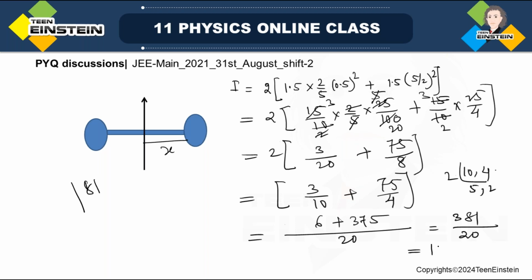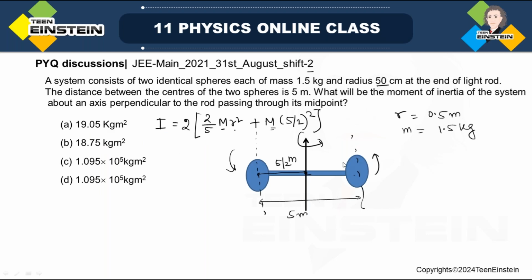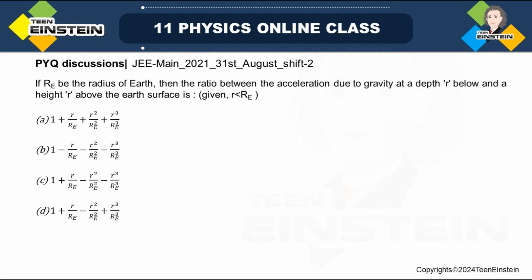Yes, so this will give you 19.05. Okay, so this is actually giving me 19.05 kg meter square. So dear students, you should not do silly mistakes in between in the calculations. Don't be so casual as I was doing initially. So the first option will be the correct answer for this question. This is a very simple question, just a matter of calculation. So let us go to the next problem.